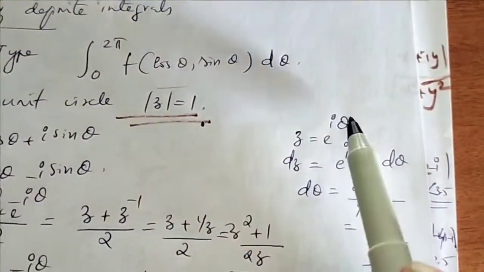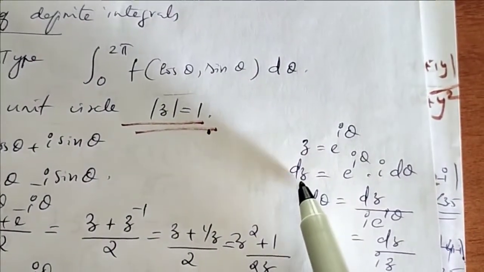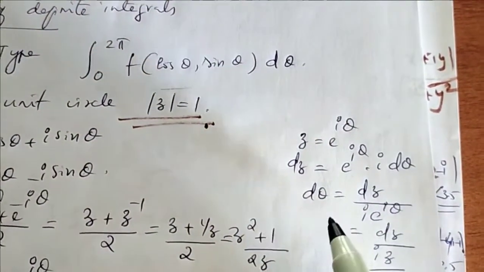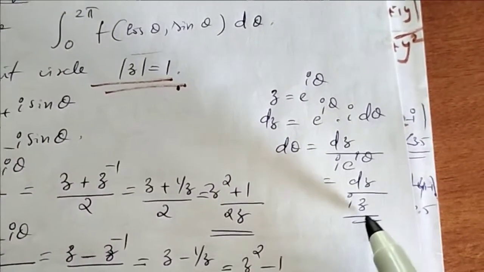And we know that z is e raised to i theta. So what is dz? dz is e raised to i theta into i d theta. So d theta will be dz by iz.